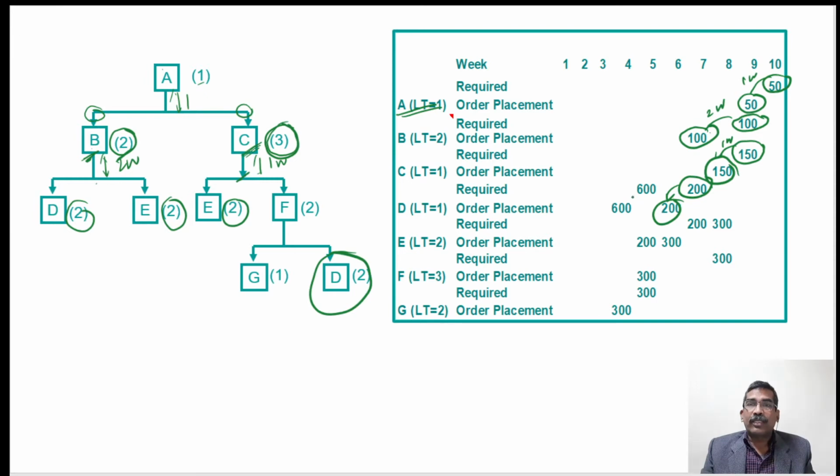So you can see that for C it is required 600 items, and this is required in the 5th week and 3rd week. Similarly, E is required for both B and C, but the time is different. So here you can see that the requirement of E is 200 and 300. Lead time is 2 weeks for E. So 2 weeks before, the order is placed.